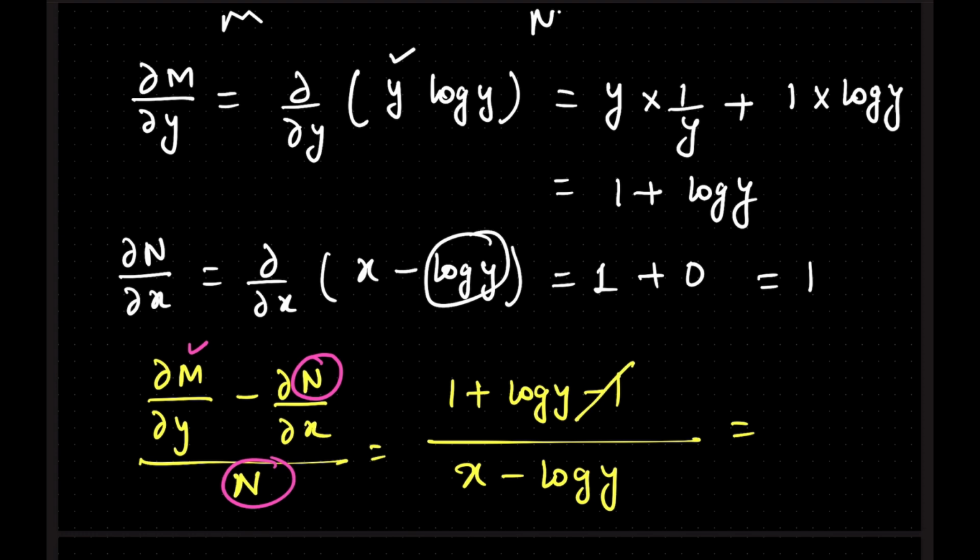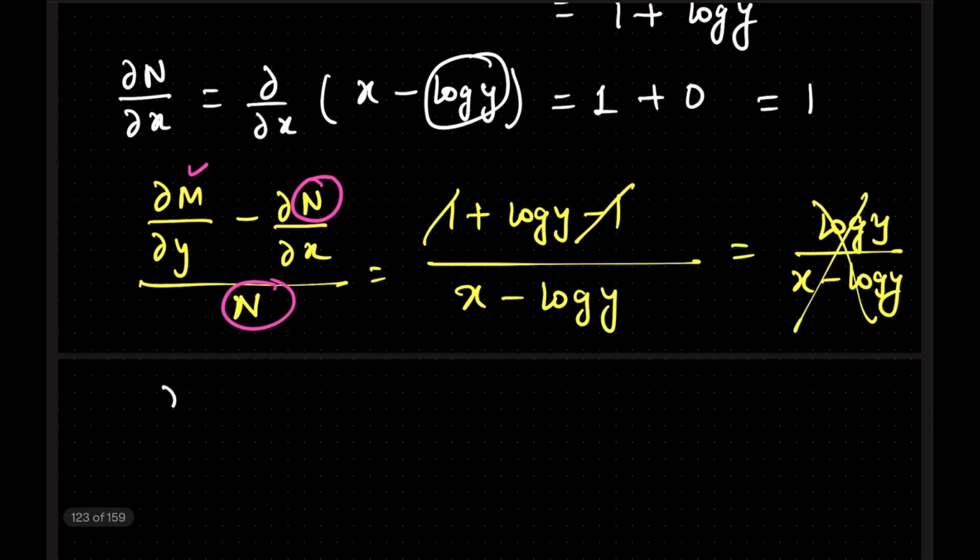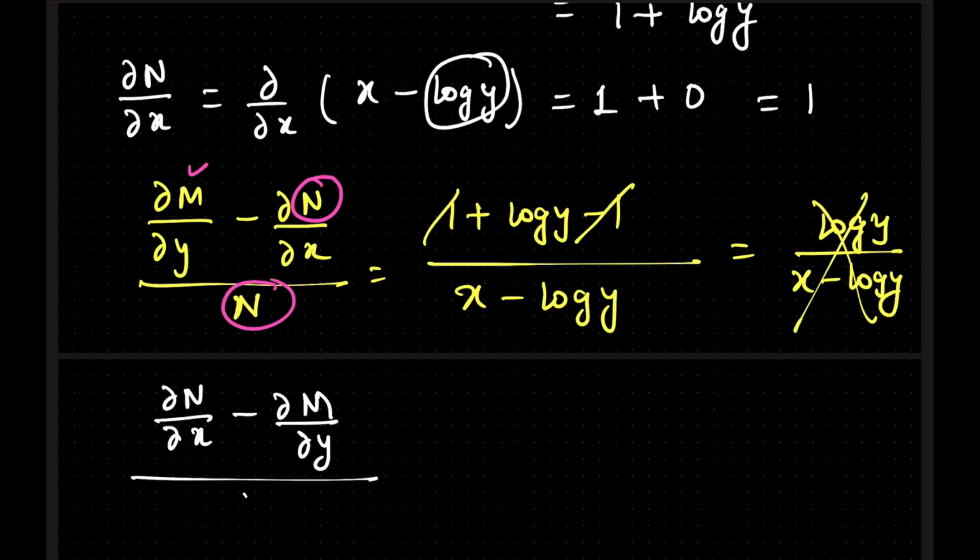And you can see that it is not helping us. You will get log y by x minus log y. So it is not helping us. So we will do the other way. This time we will try to find dou n by dou x minus dou m by dou y, divided by minus m. Again the same trick.